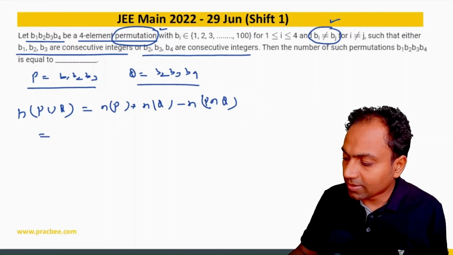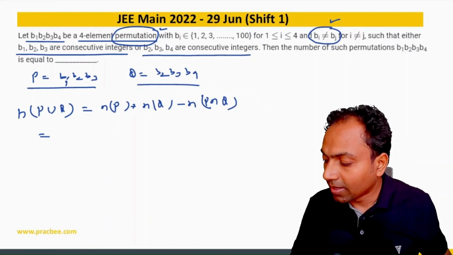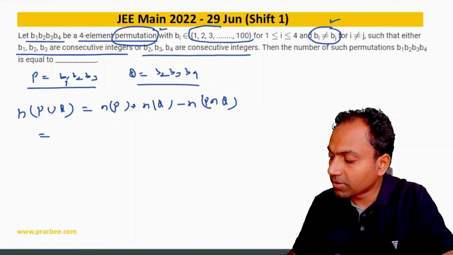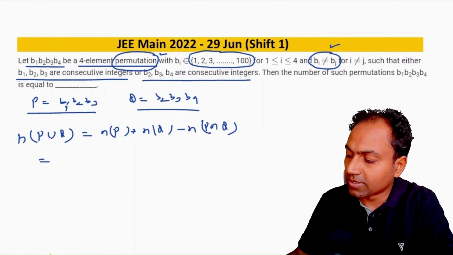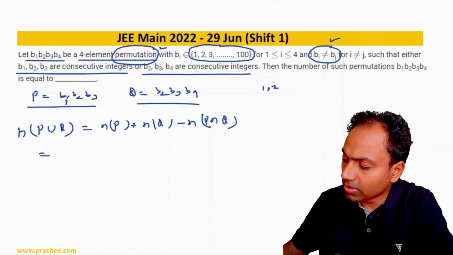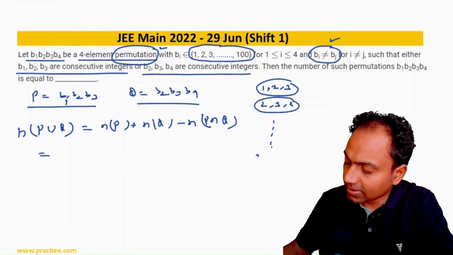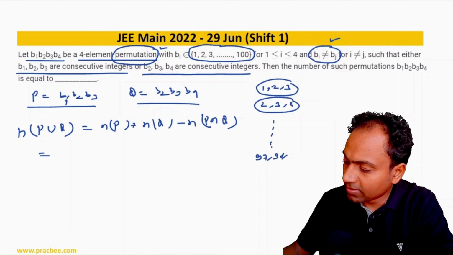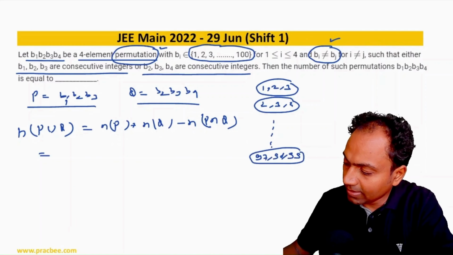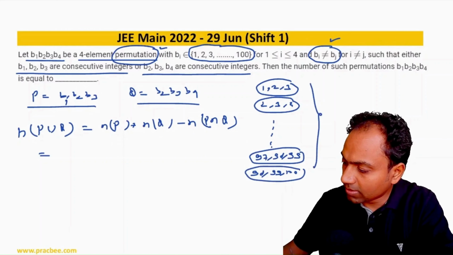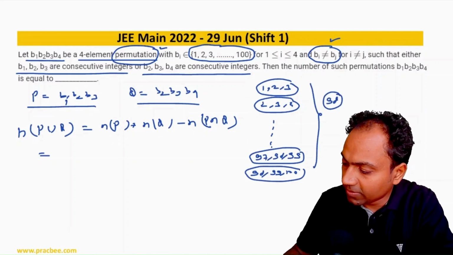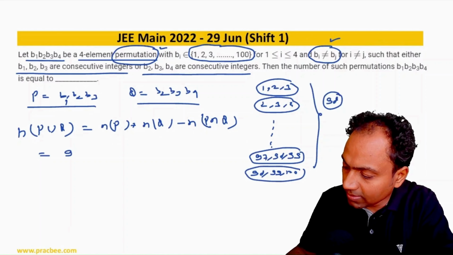So now let us write the number of elements where B1, B2, B3 are consecutive integers. We are taking these numbers from 1 to 100. So you can start with 1, 2, 3, and this is the first one. The next can become 2, 3, 4. If I keep on going like this, then the 3 numbers can ultimately be written as 97, 98, 99, and 98, 99, 100. So you can see that there are total 98 ways to do so. So the first 3 numbers B1, B2, B3 can be done in 98 ways.